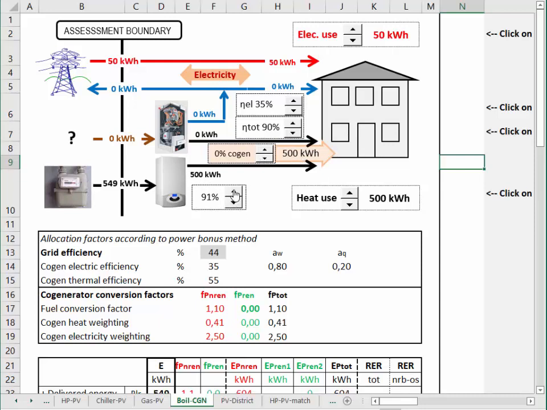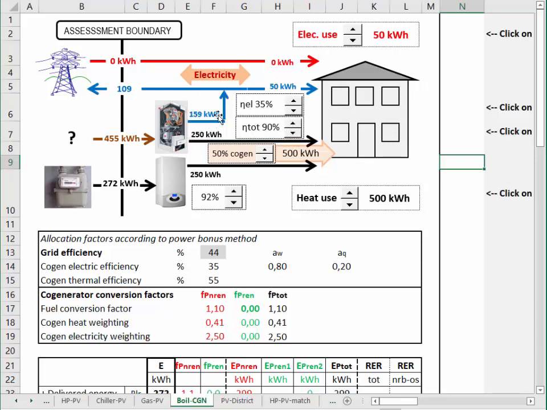Here you can decide the efficiency of your boiler. This results into the amount of natural gas which you require through the assessment boundary. Then you can increase the share of heat produced by the cogenerator. For example, let's say 50%. That means that 250 kWh are now provided by the boiler and 250 kWh are now provided by the cogenerator. For the cogenerator, you have to specify which is the total efficiency, that is thermal plus electrical, and the electrical efficiency.